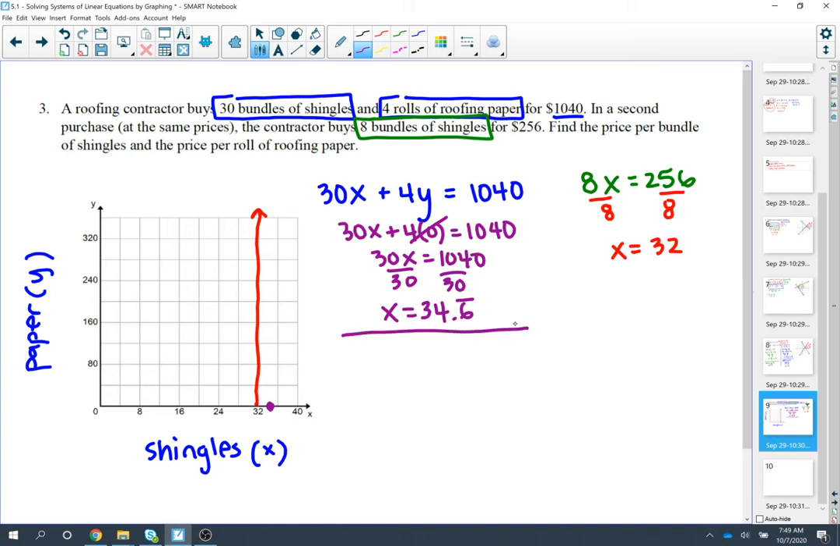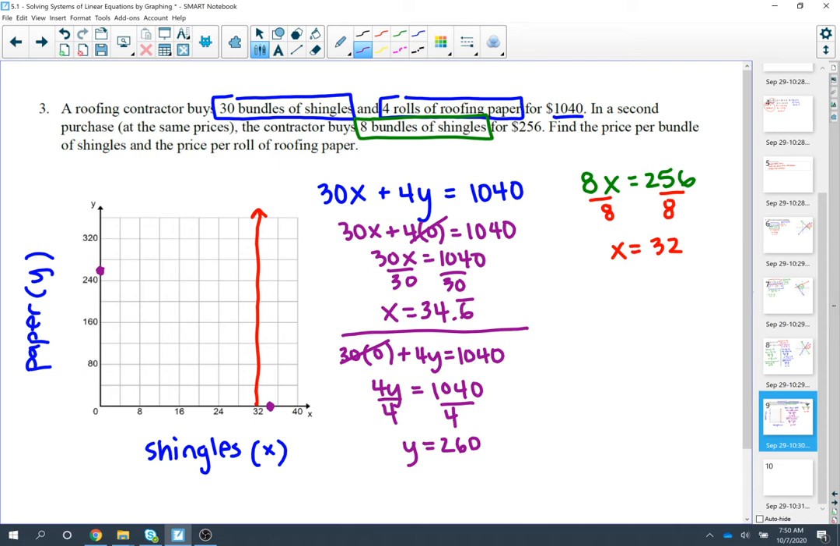Okay, then I want to find the y-intercept. So I'm going to substitute a 0 in for x. So 30 times 0 plus 4y equals 1,040. This goes to 0. 4y equals 1,040. Divide by 4. So now we're going to have y equals 260. So 240, 260 is right there. Then we would have 280 and then 300 and then 320.